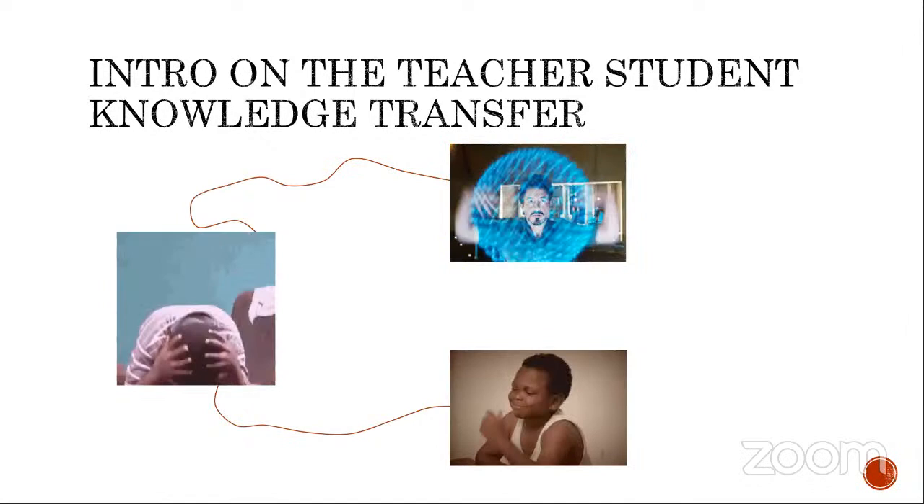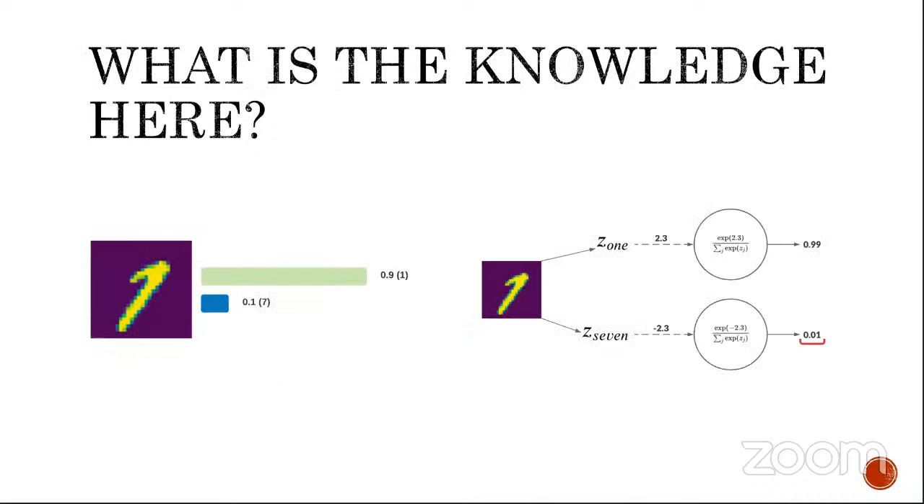So going forward, what is the knowledge here? Suppose we are referring to this picture. This is a picture of the digit one from the famous MNIST dataset. Here, this digit one looks kind of similar to a seven, right? The student model here can be referred to as a very teeny or smaller neural network architecture. If we train a student model on the MNIST dataset, its prediction on seeing this image will be something like this: a 0.9 probability of being one and a 0.1 probability of being seven, right? And now suppose we give the same thing to the teacher.